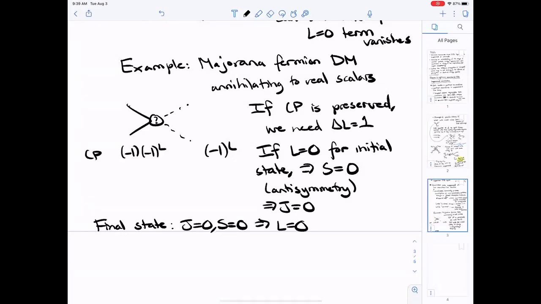But that unfortunately implies that the orbital angular momentum also has to be 0 in the final state. So if L equals 0 for the initial state, I can't get delta L equals 1 in this interaction, so it would have to be CP violating. If there's no CP violation in this theory, this annihilation will not happen with L equals 0. If you work out the annihilation rate in detail, it's going to depend on some CP violating parameter. If your theory is CP invariant, then it'll be 0. Okay? So this is one example of a way to get a dominant P-wave signal.